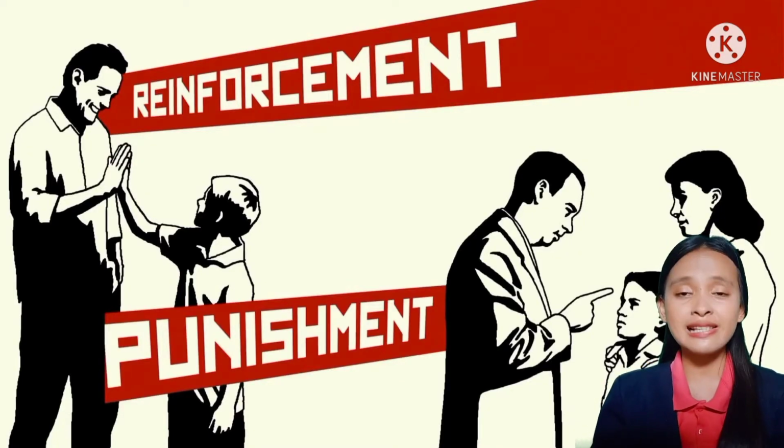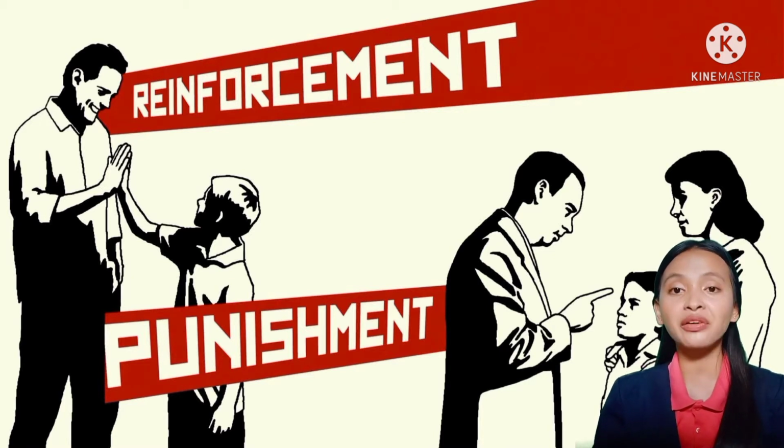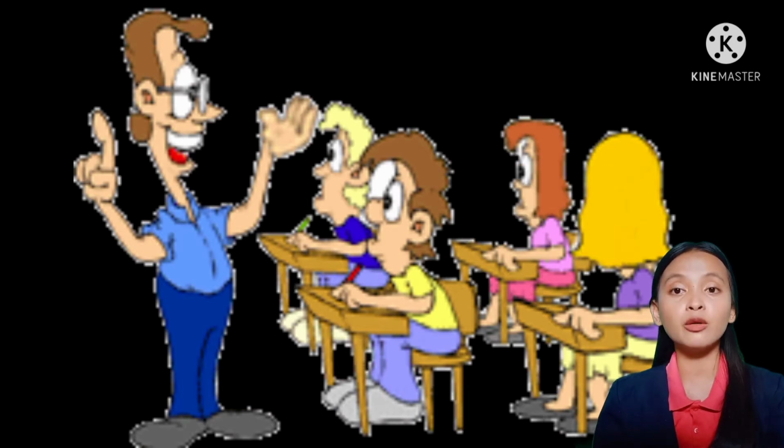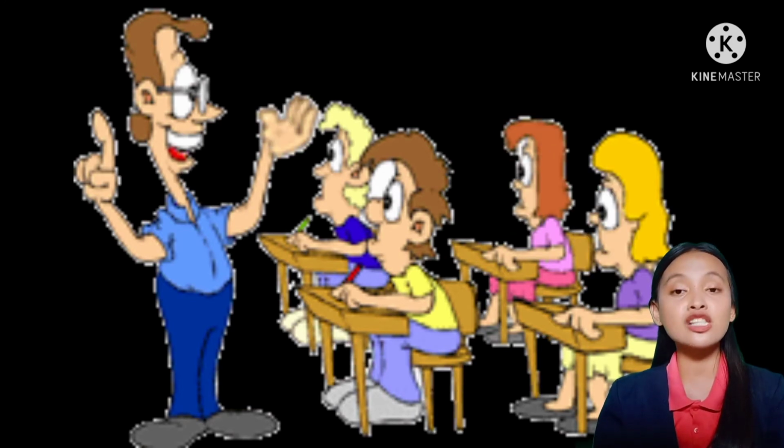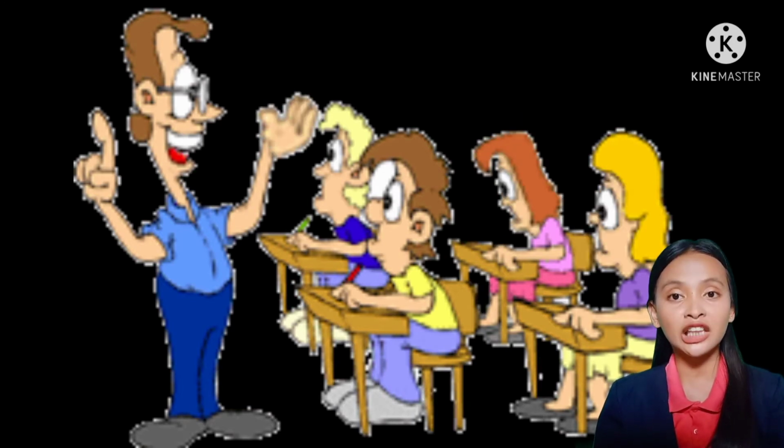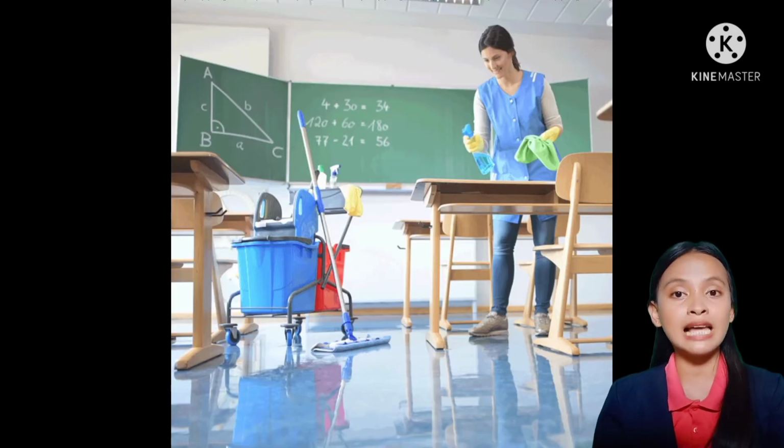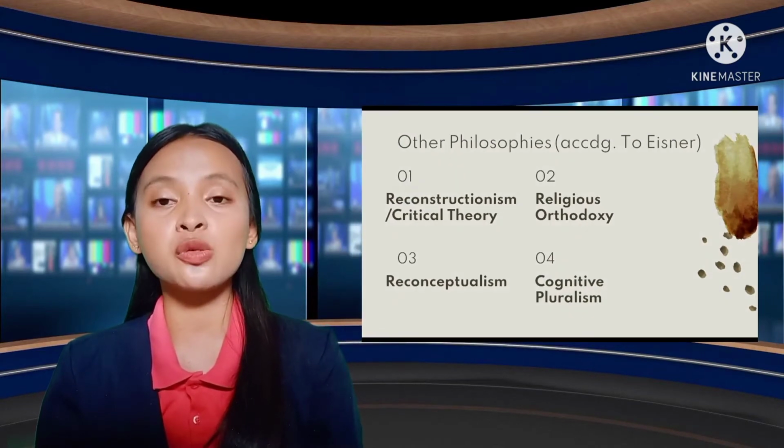So behaviorists believe in rewards and punishments as an approach to controlling the teaching environment, due to their belief in the intrinsic nature of humans to react to internal and external stimuli. This teacher-centered system ultimately allows the students to be controlled by the educator, who makes the environment pleasant or unpleasant depending on the student's behavior. We have here other philosophies according to Isner.